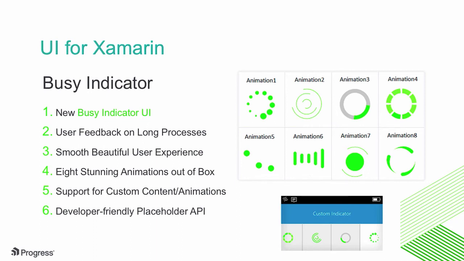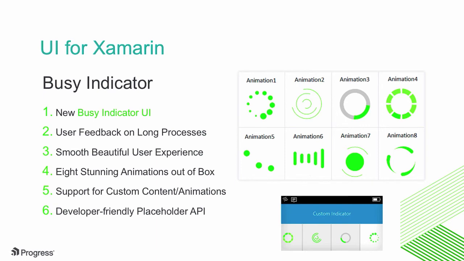If your app is taking a while to load for the very first time, or if you are fetching some data, please don't let the UI just be non-responsive. It is UX best practice to have immediate feedback for the user whenever your app is doing something of a long-running process. This is where you'll use the busy indicator. You get 8 beautiful busy indicators with built-in animations, and you can bring in your own custom content or write your own custom animations.